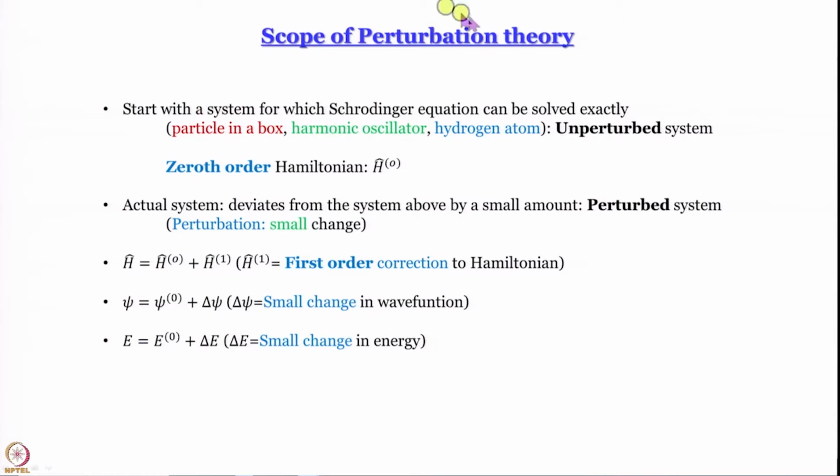We have said that the scope of perturbation theory is that it works when the deviation from the unperturbed system is very small. We can write the Hamiltonian of the perturbed system as 0th order Hamiltonian plus a first order correction. We can write the wave function as 0th order wave function plus first order correction delta psi, and we can write E as 0th order energy plus first order correction to energy delta E.